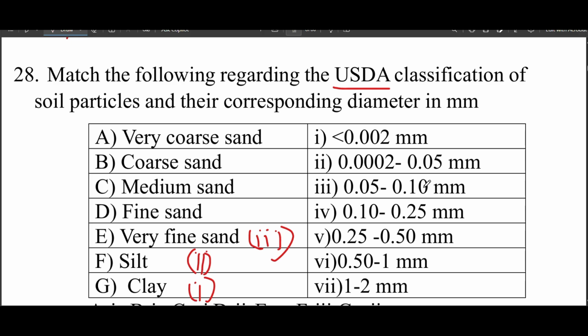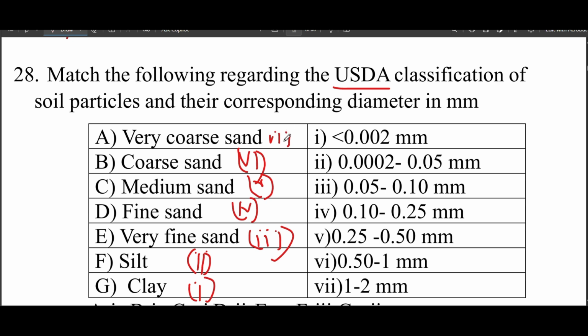0.10 is the upper limit of very fine sand, so it will be the lower limit of fine sand. So fine sand will be 4th, 0.10 to 0.25. Then medium sand will be next to fine sand, 0.25 to 0.50 millimeter, 5. Then next coarse sand, 0.50 to 1 millimeter, option 6. Then very coarse sand is 1 to 2 millimeter. That is the last option.